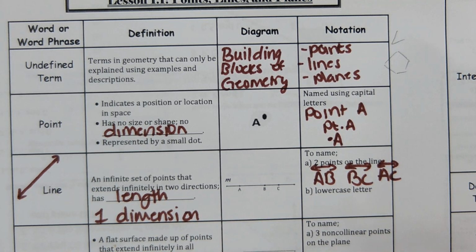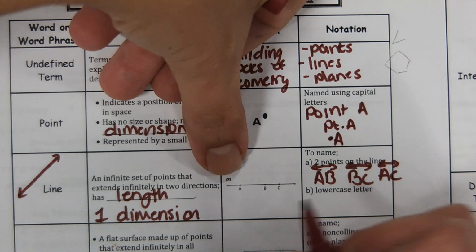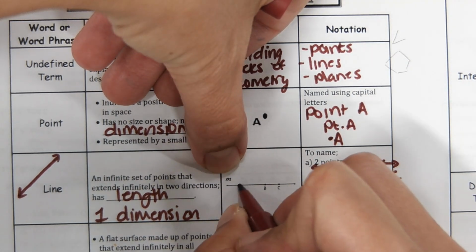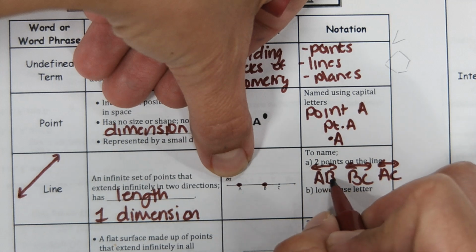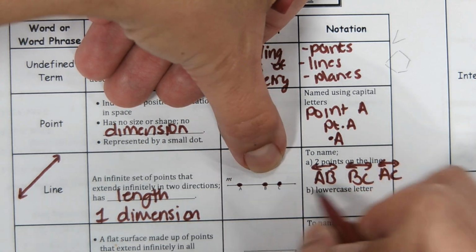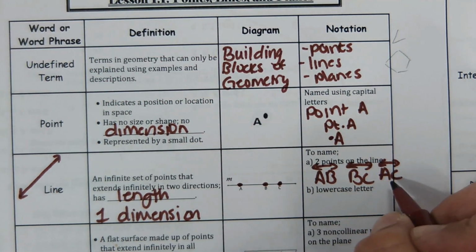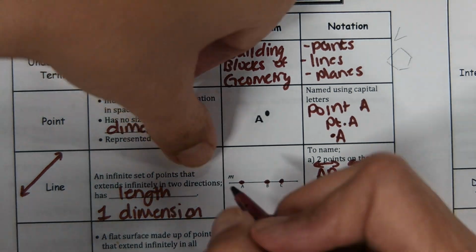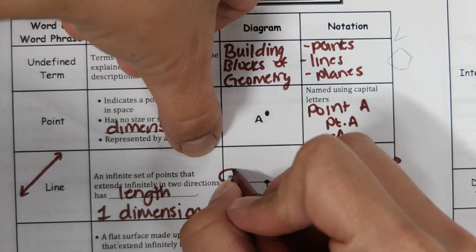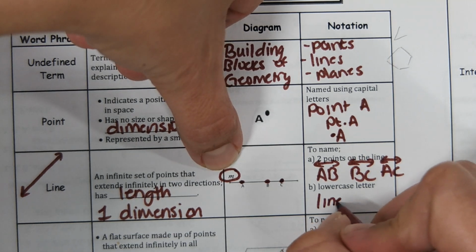Visual example. When we name a line, this might be new to you, you name it with 2 points on the line. So notice how there are 3 points on this line, but you only name it with 2 points. Any 2 points of your choice. So here's an example, line AB, or we could say that this is line BC or line AC. Just choose 2 points, and that's how you identify your line. Another way to name it is with this little lowercase letter right here. We could say that this is line M.